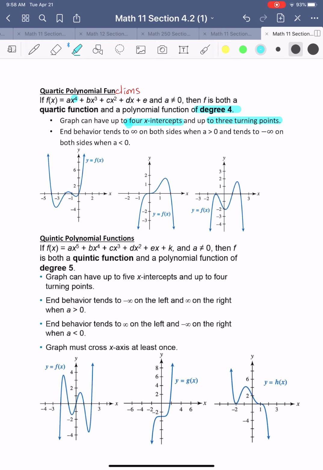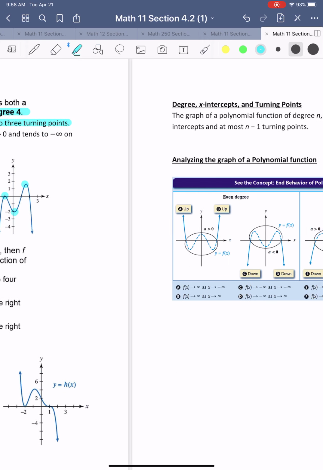Okay, so these are the turning points. This is not really turning, but this is turning. And this turning turns it and turns it, okay? All right, and then quintic functions, which have a degree of 5. It's the same way as any odd degree, same thing as here, okay? All right, so let's look it up.